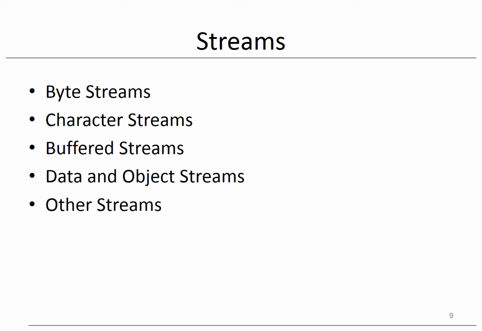In what follows, we will discuss various types of streams, such as byte streams, character streams, buffered streams, data and object streams, as well as some other very specific streams.